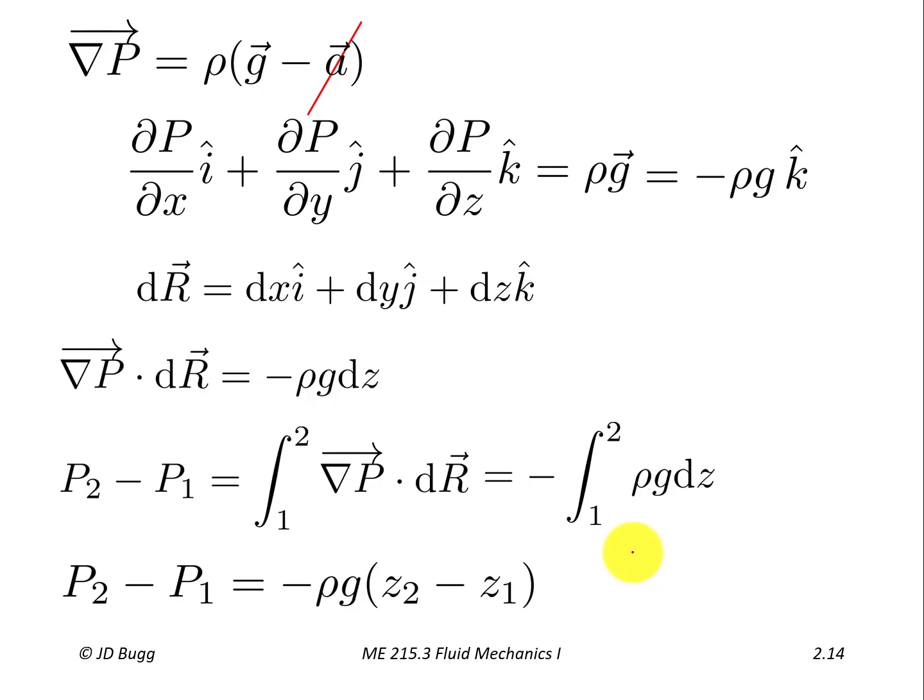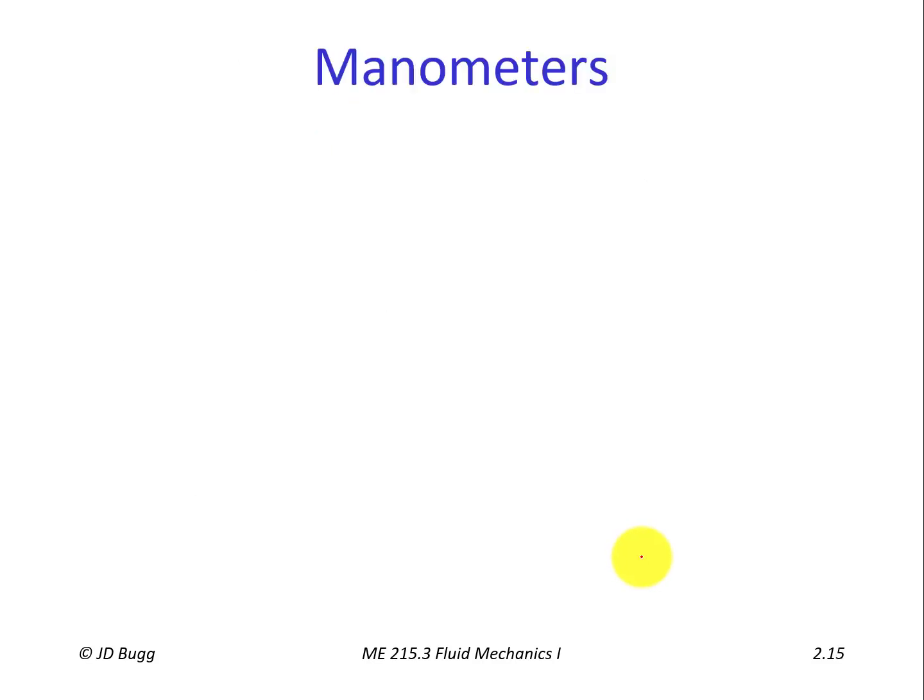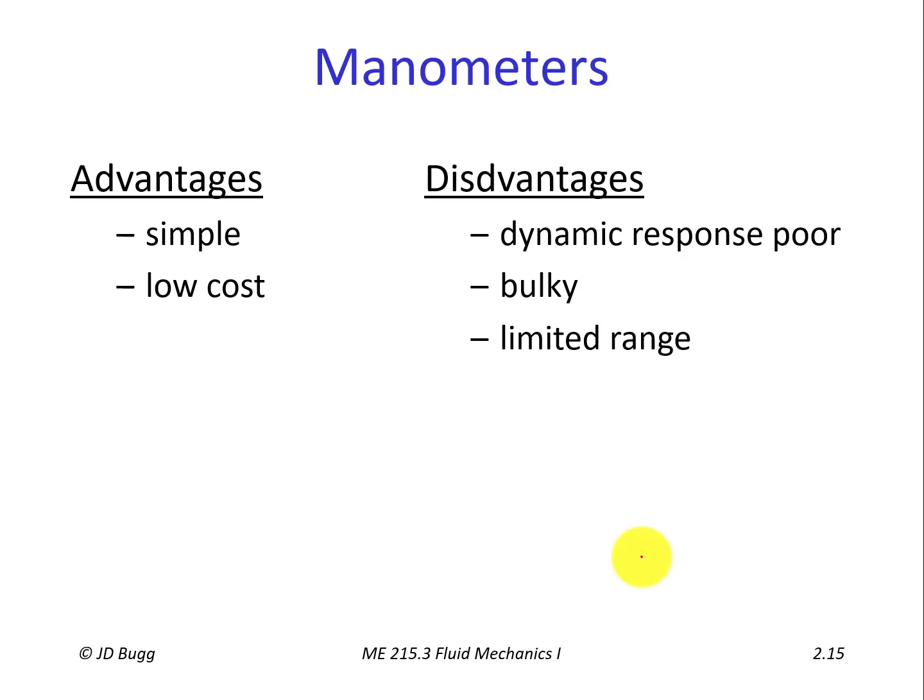So now with this in hand, we want to turn our attention to manometers. First of all, a little bit about manometers and why they're still used in the lab quite a bit. Well, in terms of their advantages, they're very, very simple to operate and very, very low cost. Some of the disadvantages are they have very poor dynamic response, and we'll talk a little bit more about that when we see them. They tend to be quite bulky, take up a lot of space, and also they have very limited range. They cannot measure a very, very wide range of pressures very easily. So we'll keep in mind these things as we take a look at what a manometer is.